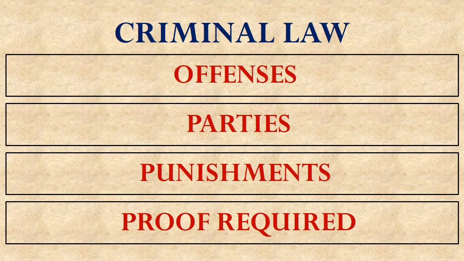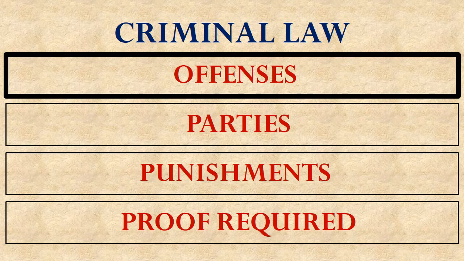And we're going to examine four specific aspects of criminal law. We're going to look at what offenses fall under criminal law, who the parties are in these criminal law cases, what punishments are available to the people who are found guilty, and what sort of proof is required to decide whether or not they're guilty. So let's begin by talking about the offenses that are covered by criminal law.